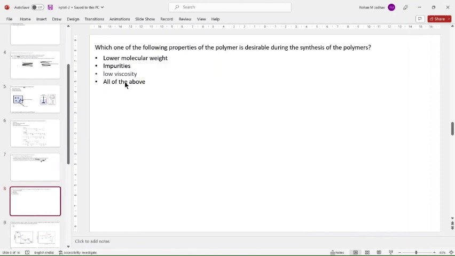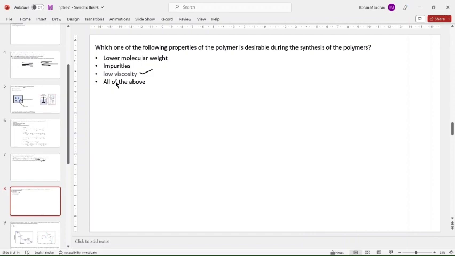Easy to synthesize, yes, you were right. You can go on. Melting requires less temperature also because of low viscosity. Yes, you need low temperature to melt it. So since there is low viscosity, handling of the polymer becomes easy.